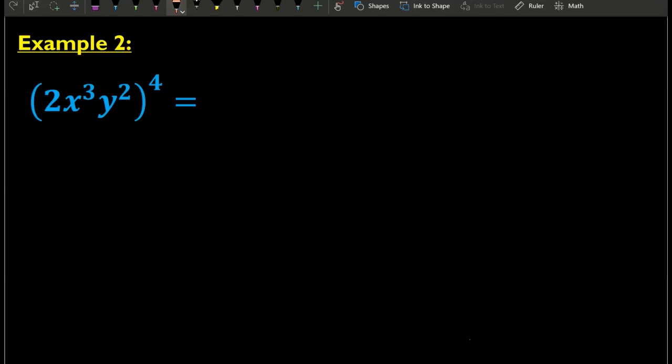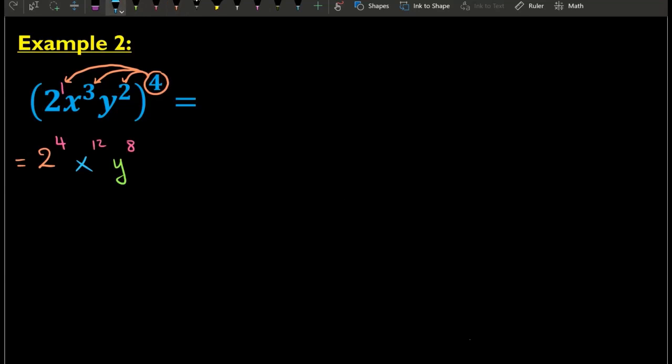Alright, so first of all, we know that the power outside we have to distribute to the 2 and the 3. But how about the coefficient, the 2? Do we do anything with it? The answer is yes. We need to know the power of the coefficient. If you don't see any number on top of 2, that means it's a power of 1. So we also multiply 4 by the 1. Our answer is 2 to the 1 times 4, which is 4. X to the 3 times 4 is 12. Y raised to 2 times 4 is 8.